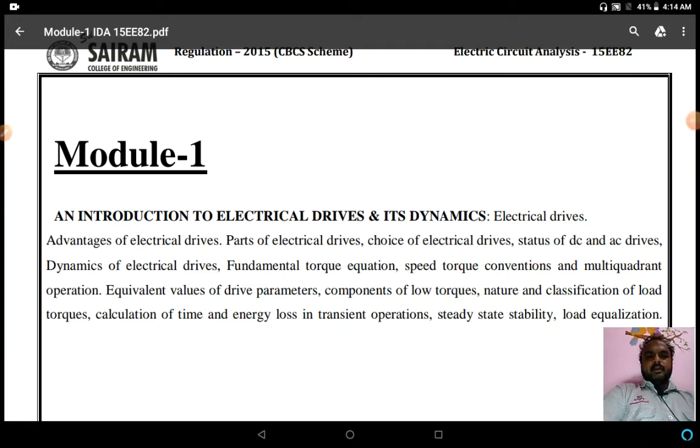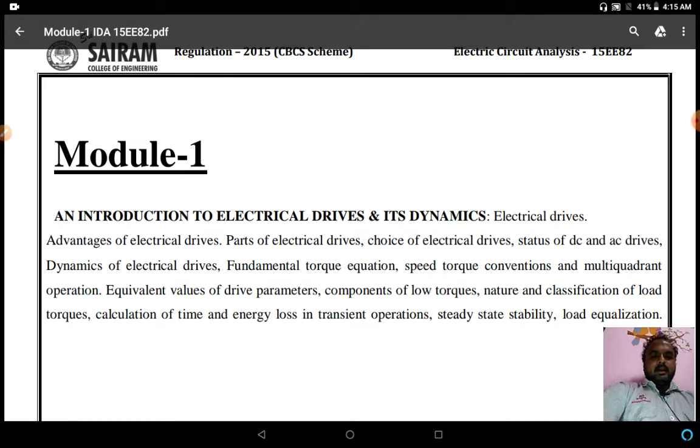Hi everyone, here we will see about industrial drives and applications, Module 1. Module 1 consists of the following content. So Module 1 is an introduction to electrical drives and its dynamics.